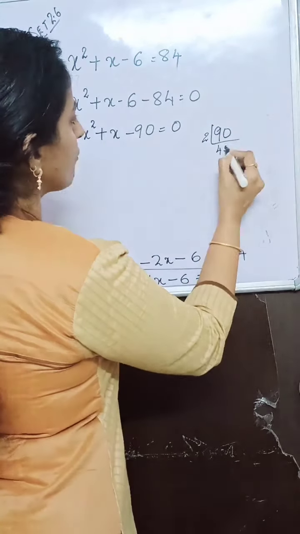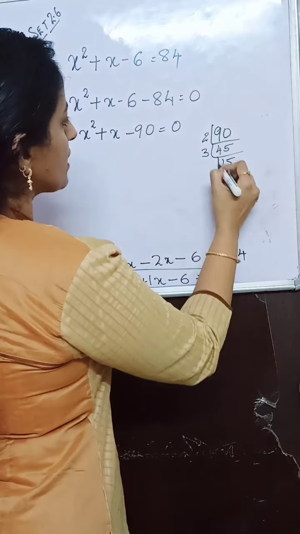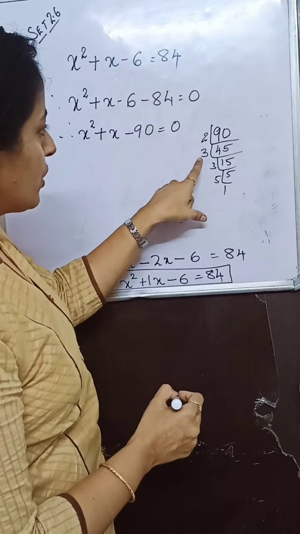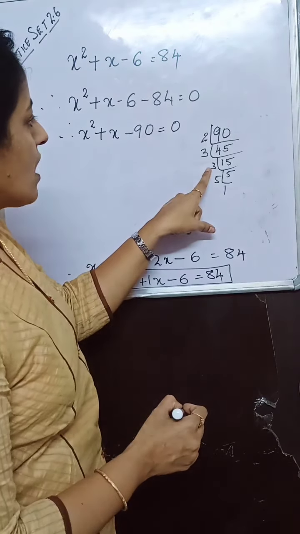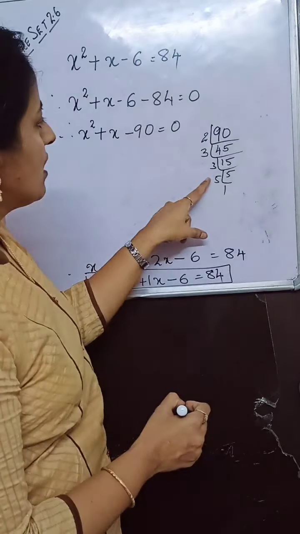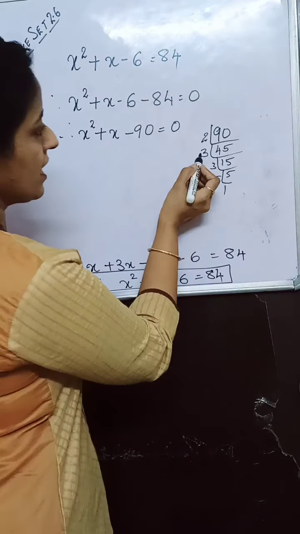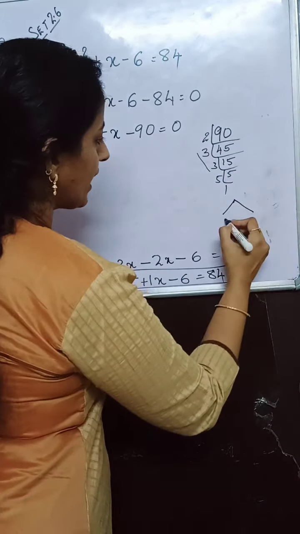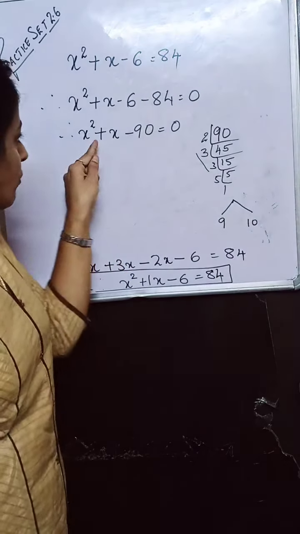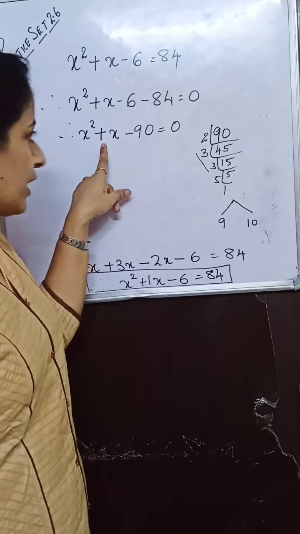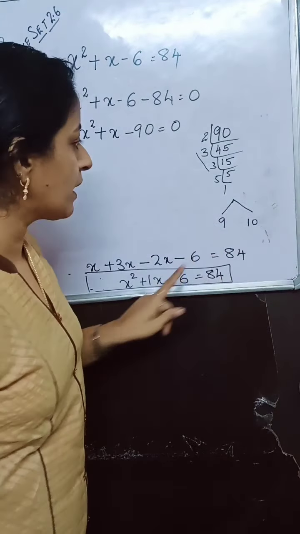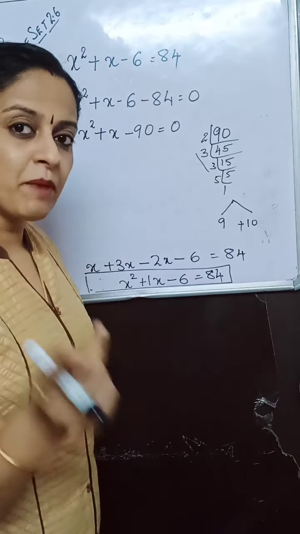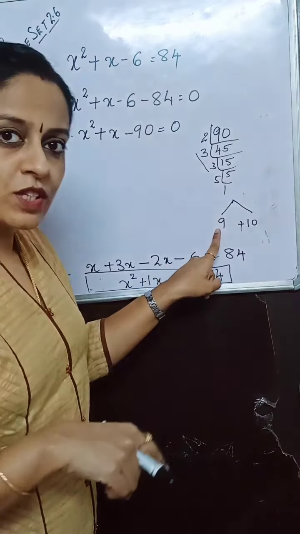2 4s are 8, 5s... 3 1s, 3 5s, 5 1s. We want 1 as the answer. Okay. 3 2s 6, 6 3s, we want 1 as the answer. 3 3s 9. Yes. 3 3s 9 and 2 5s 10. So the numbers are 9 and 10. Now see the sign of the middle term, that is the second term, is plus. So out of this, the bigger number is 10. 10 will get plus sign. We want to do subtraction. 10 minus 9 will give you 1. So what sign should be there for 9?